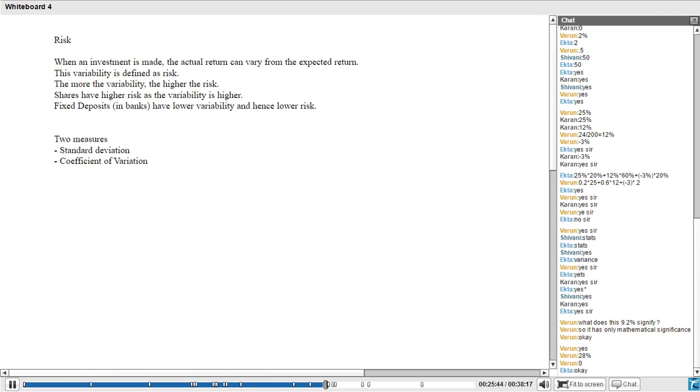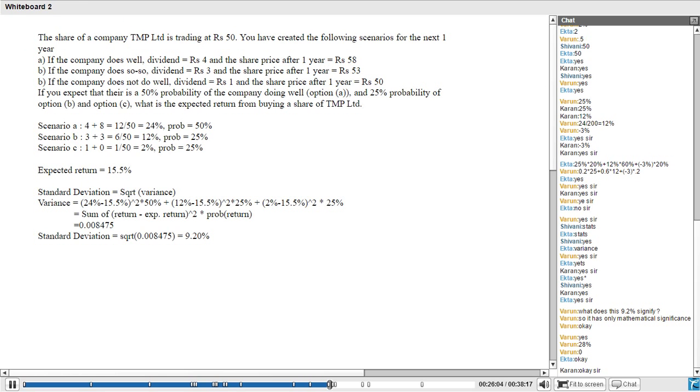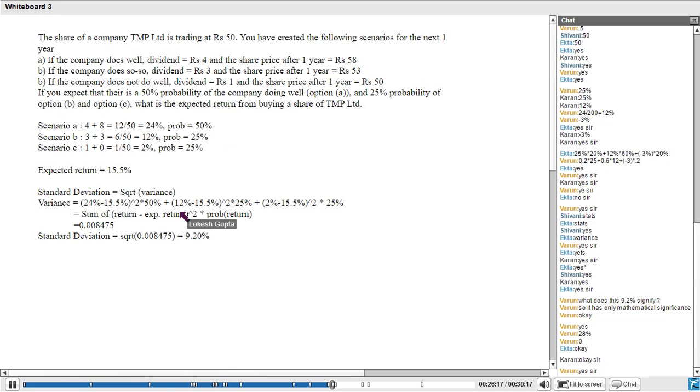So let's come back to this problem that we solved about company ABC. Can we calculate the variance in this case? Can we write down the expression for variance? What would be the expression of variance? Remember, we solved the variance in this case where we wrote it as the sum of return minus expected return, squared, into the probability of return. You remember this? So can we write down the expression for variance here?